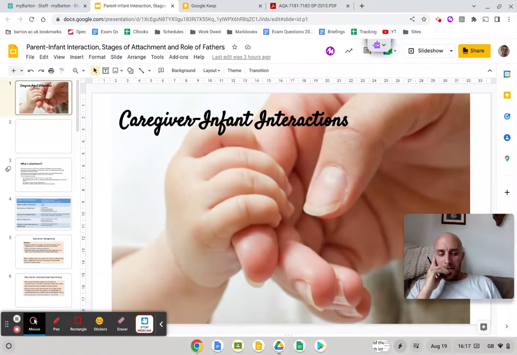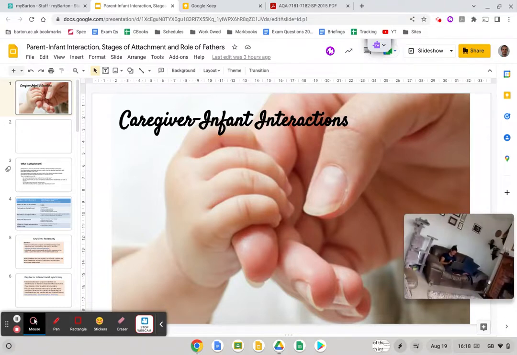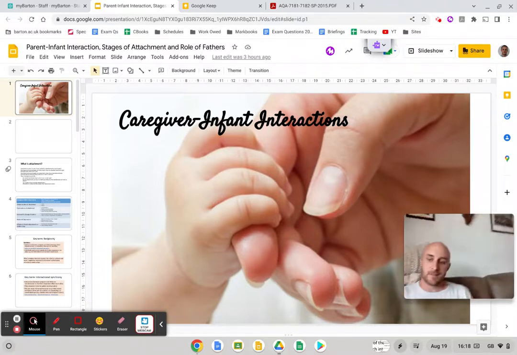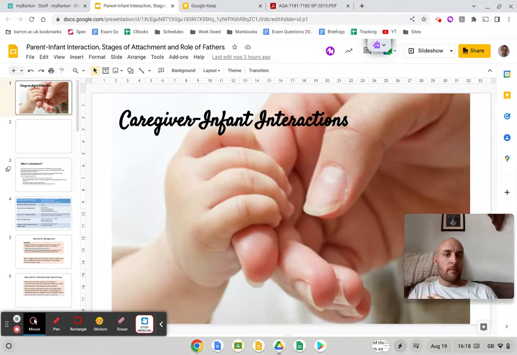Today we are going to be looking at caregiver-infant interactions, the first bullet point of attachment. We are joined by young Candice over there, just on her phone. Why would you do that? So it's the start of attachment today. Quite a big bullet point.